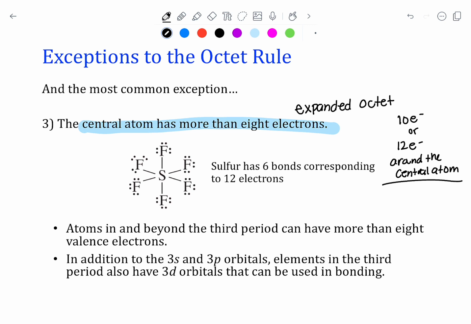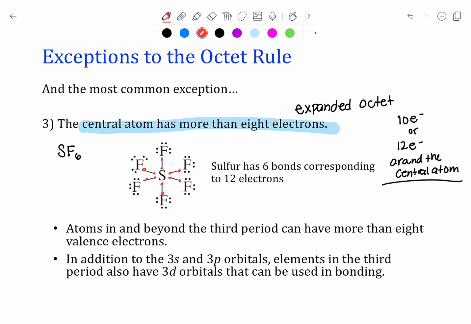Okay, so here we have SF6, sulfur hexafluoride. And we can see that because there's 6 fluorines, I have to accommodate them somehow. We know that fluorines only like to make 1 bond, so the only way that we can do that is put all 6 of those fluorines on the central sulfur. So the sulfur now has to accommodate 6 bonds corresponding to 12 electrons around it. So it has 1, 2, 3, 4, 5, 6, 7, 8, 9, 10, 11, 12 electrons around it. So expanded octets mean that they have more than 8 electrons.